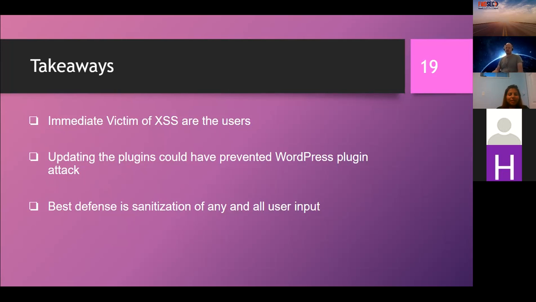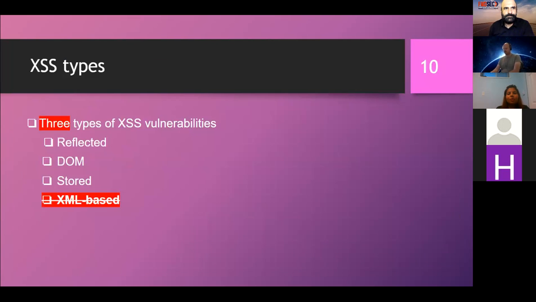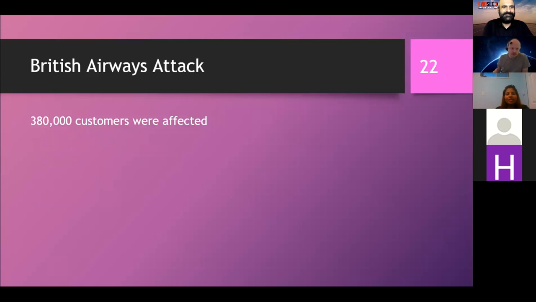Well, the wrong slide was slide number 10. XSS vulnerability does not have XML based. And there were 380,000 customers affected by the British Airways attack.